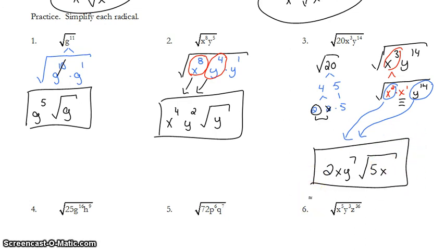If that stuff was too fast or too confusing, rewind, go back and watch it again. See if you can pick up on exactly what we were doing. Then try numbers 4 through 6. When you're all done, unpause to check your answers.